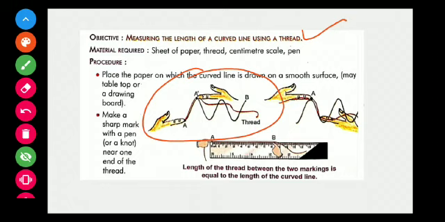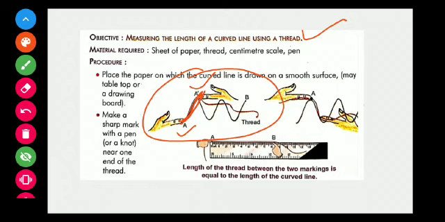First of all, place a small portion of thread at the starting point. A is the starting point, and make a small mark on the thread or give a knot on the thread. Now place a small portion of thread from position A to A dash, and with the help of your thumb, keep the thread tight from A to A dash.